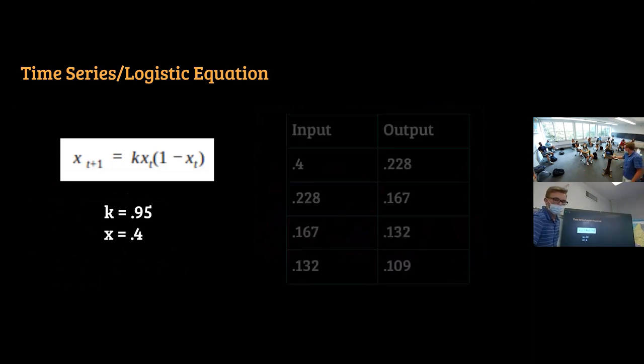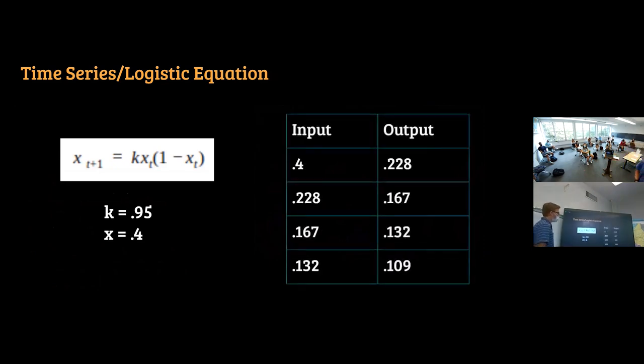Let's look at it in action. So here's the same formula, and we have k equals 0.95 and x equals 0.4. When we plug it in, we see that this is a recursive formula. This is just like fractals. You take your output and you plug it in for your next input. And this system just keeps repeating itself, as you can see there.